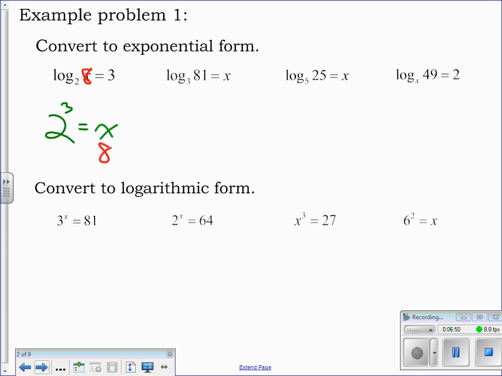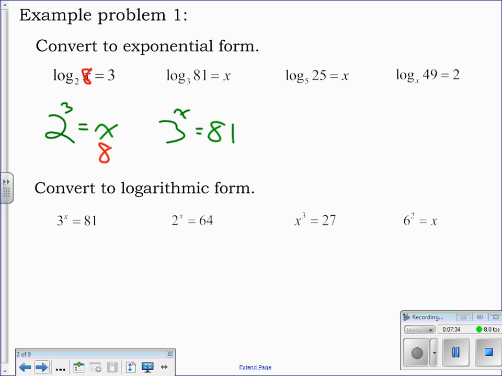Okay. So let's do the next one. Let's convert the next one over. Same thing. What's my base here? 3. So I'm going to have 3 to what power? 3 to the x equals 81. So if I were trying to look at this as a logarithm, 3 to what power gives me 81? And we will be solving these problems later. So yeah, 3 to the 4th power. In this case, x would be 4 because 3 to the 4th is 81.